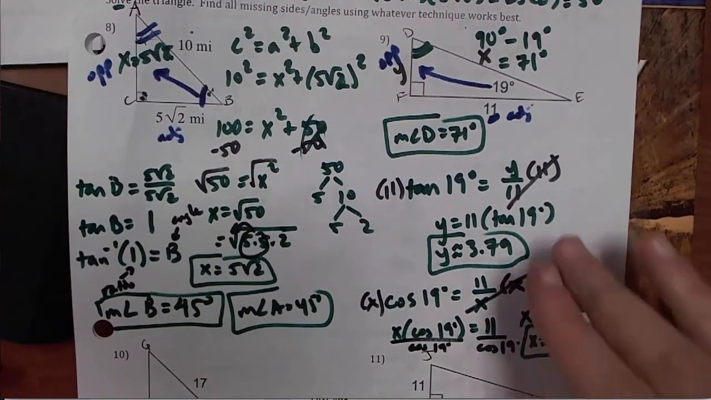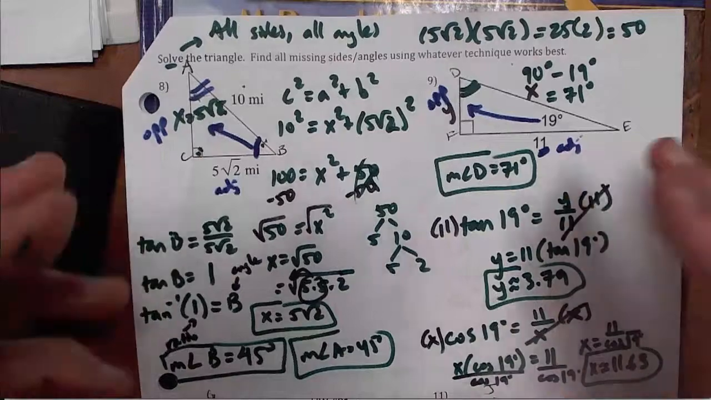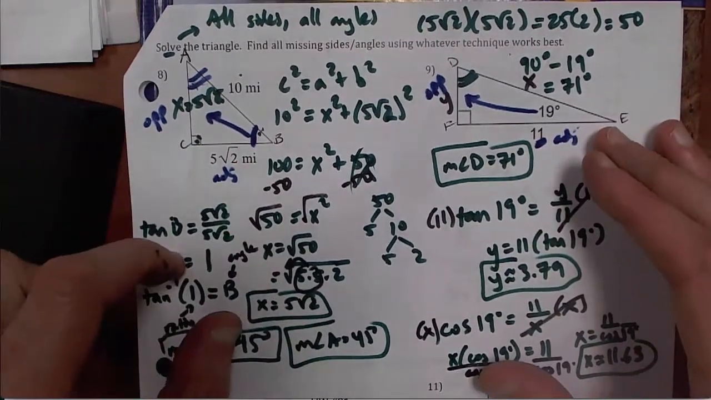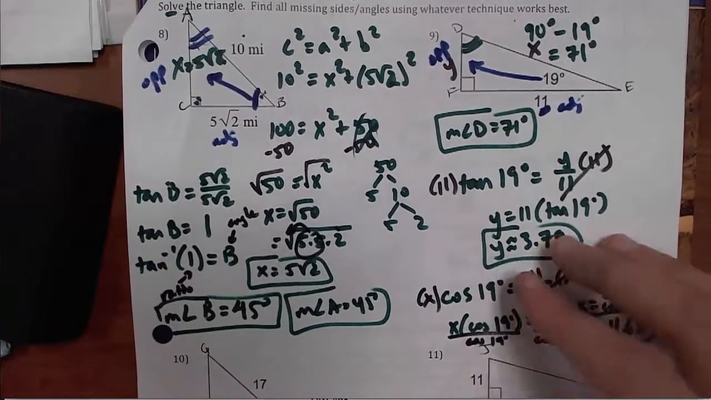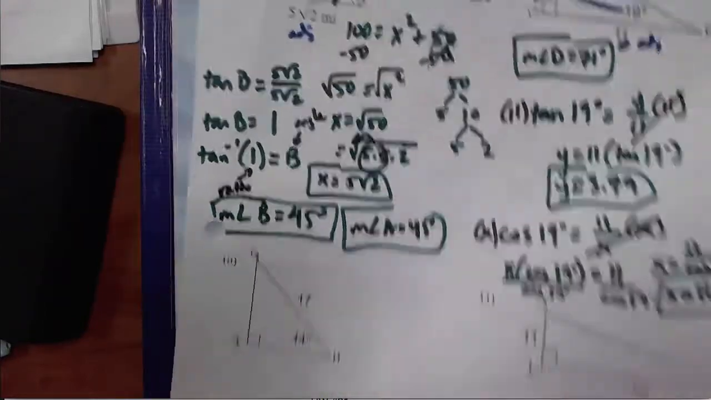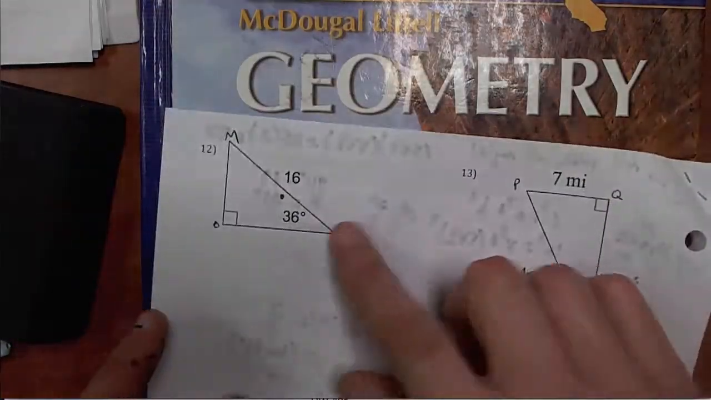Okay, so you can see there's different types of ways to solve. Think of all the methods. Do I need to use inverse trig ratio? Can I use the triangle angle sum theorem, Pythagorean theorem, regular SOHCAHTOA? So try this one, this one, this one, and this one.